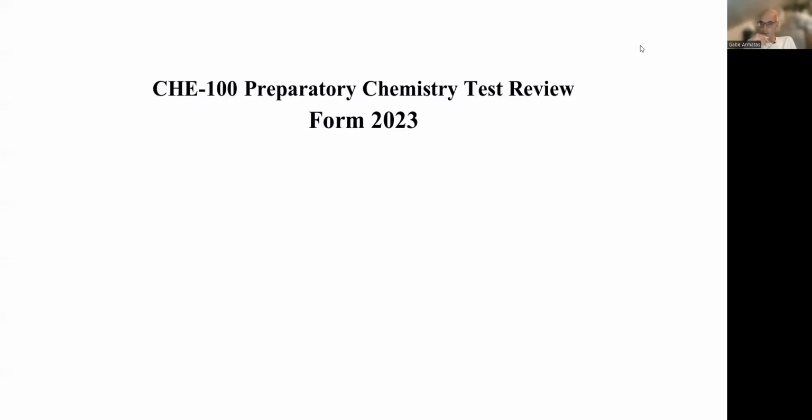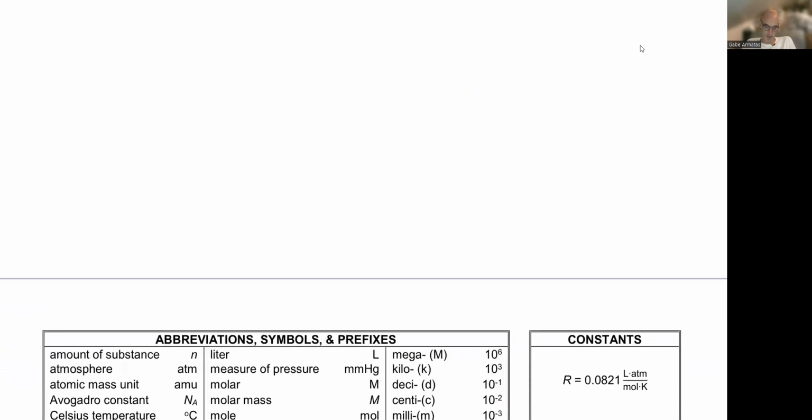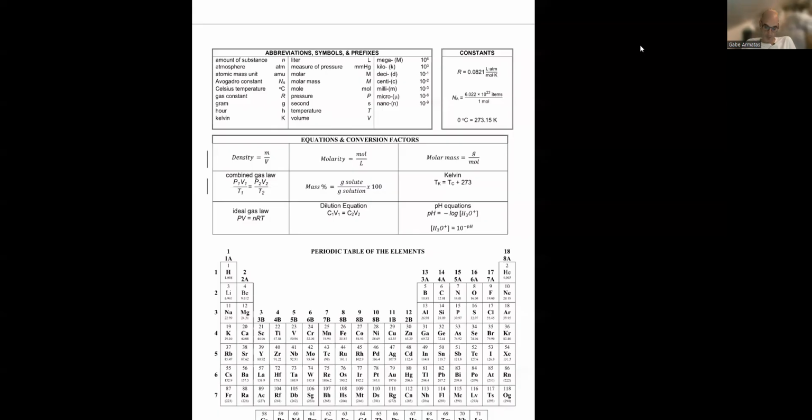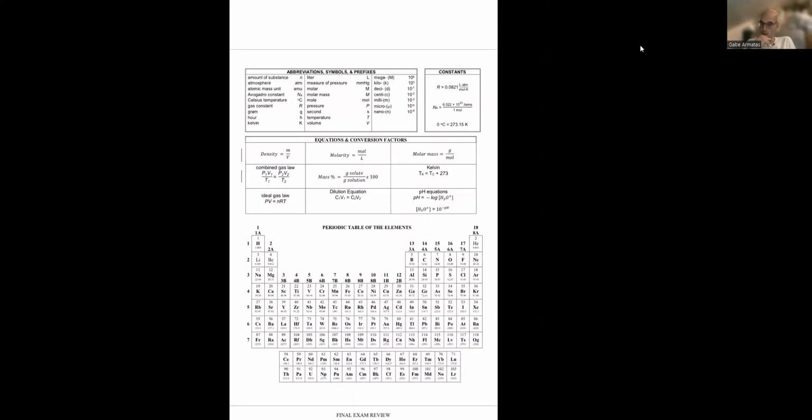Okay, so this is the Chem 100 preparatory chemistry test review. This is the form 2023 that you should find on Brightspace. Please, I encourage you to take the blank test with a calculator and a crib sheet. This is the crib sheet that you get. You should have gotten one, or you should have one.